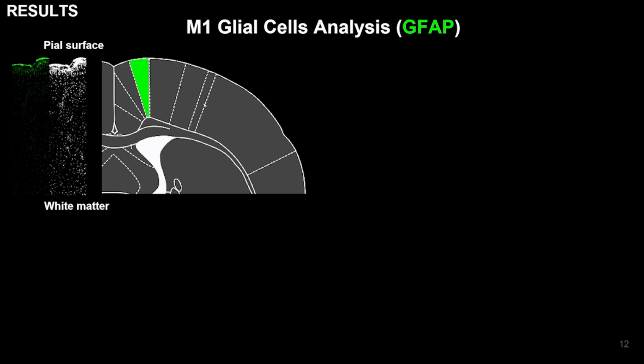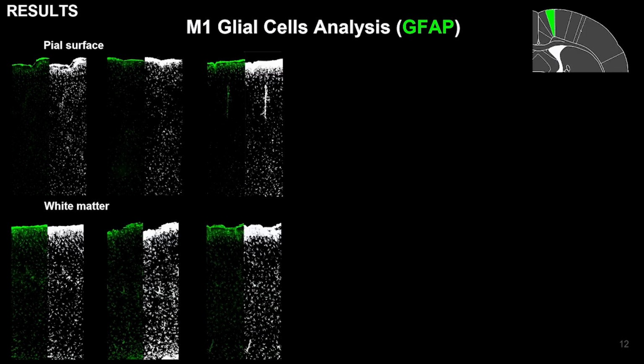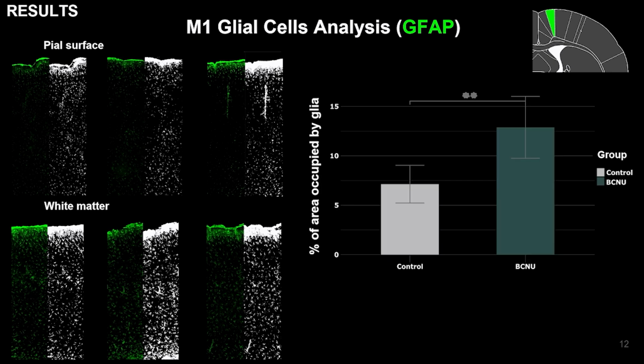Also, we evaluated the glial cells through the immunofluorescence of GFAP. This is an example of the control cortex with its corresponding automatic threshold on the right, and this analysis corresponds to the M1 motor cortex. Qualitatively, there are more glial cells, especially in layers 4 to 6, and quantitatively, there is a larger proportion of area occupied by the glial cells in the BCNU group.